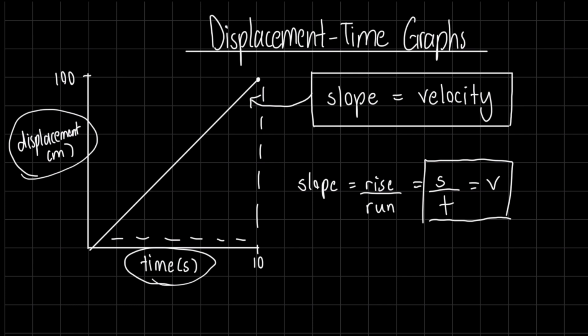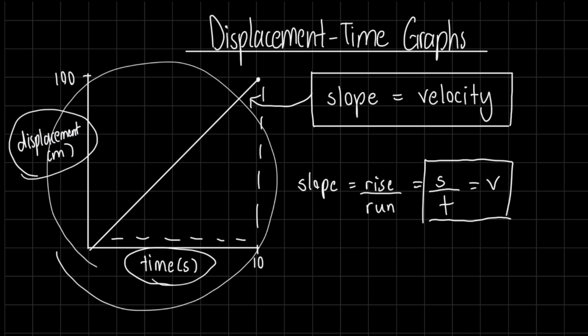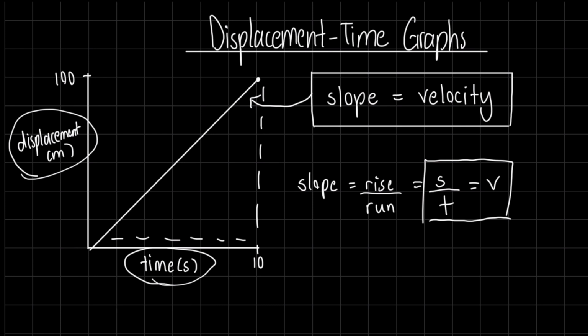So if this was, let's say, a car, and this is its displacement time graph, and we were to search for its velocity, well, its velocity would just be the slope. So v would be 100 meters divided by 10 seconds. And this is just 10 meters per second. So this car right here would be moving at constant velocity at 10 meters per second.